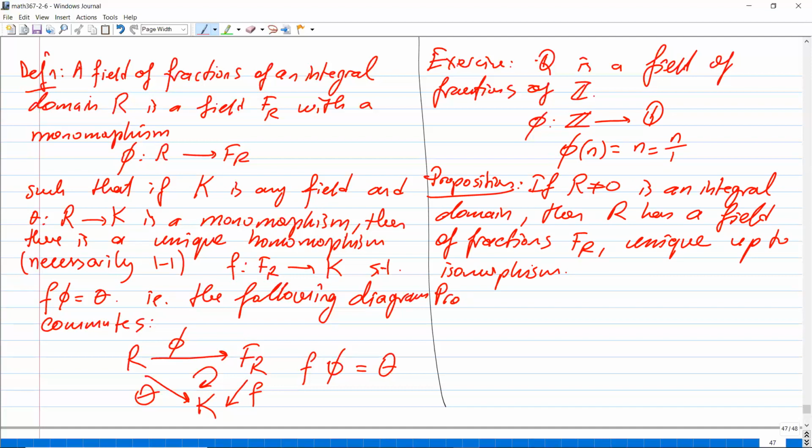Here's a proof. Let me say it like this: if R is an integral domain, and if R has a field of fractions, then F of R is unique up to isomorphism. I will prove the existence later. First, uniqueness.